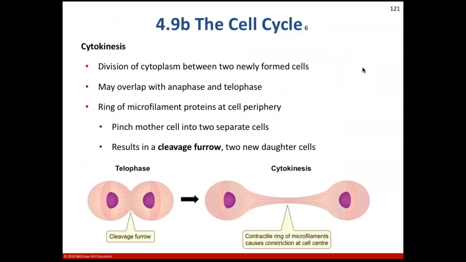Now we have to go through cytokinesis, which is the division of the cytoplasm between our two new cells. I like this illustration because it shows the difference between telophase and cytokinesis, where we get an actual splitting of the cytoplasm. We will see that cytokinesis may overlap with anaphase and telophase, and we'll get a ring of microfilament proteins at the cell's periphery. We pinch the mother cell into two separate cells, and as a result, we'll see the cleavage furrow.